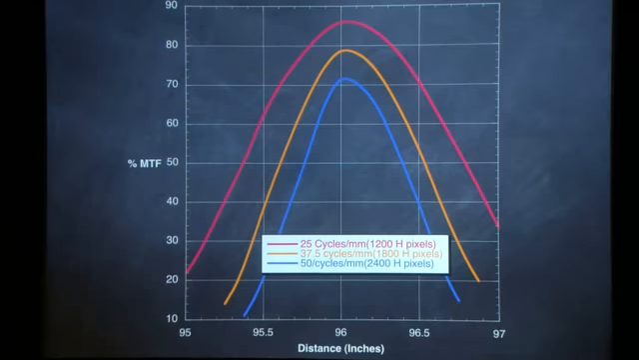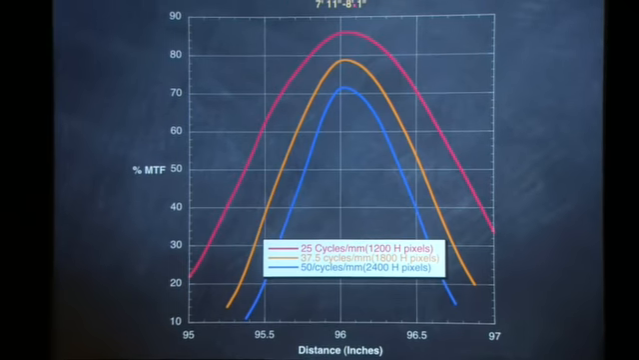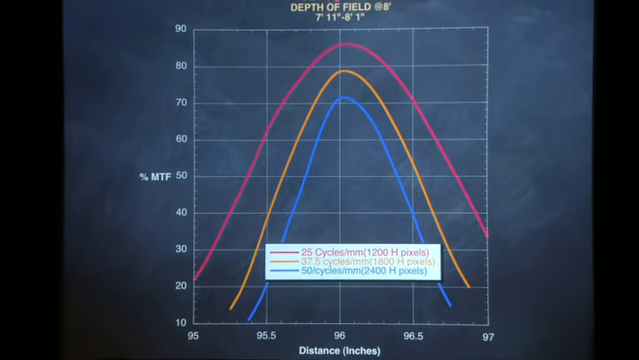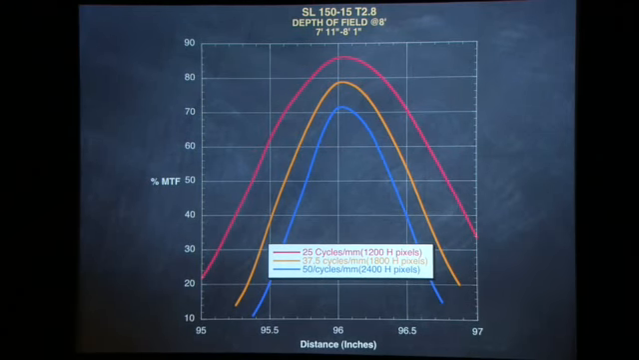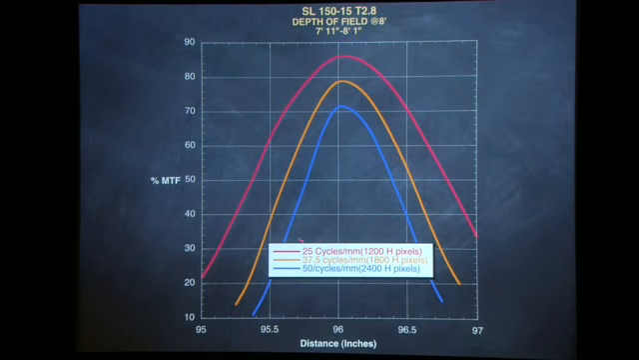So this is the thing I wanted to show you. When we measure, and that's a serial number too, this is a Primo, 150 millimeter Primo at T2.8. And the three colors, you have 25 cycles per millimeter, which is the low frequency. It's a little bit higher than what we normally make our measurements at, but quite similar. 37 and a half cycles and 50 cycles.